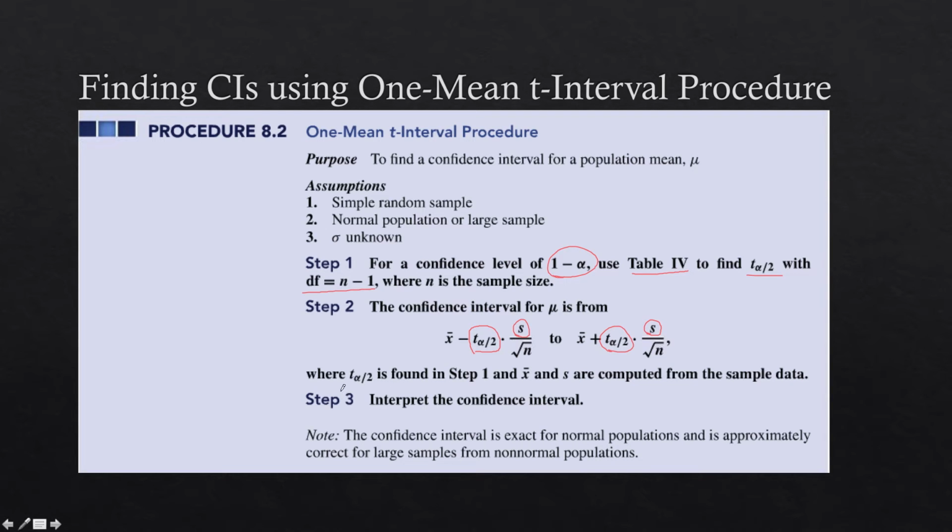Notice what it says. This is found in step 1. X bar and S are computed from the sample data. So you're actually going to have to compute those. But then we interpret it much the same way. You're going to figure out very quickly that we're doing a lot of the same kinds of procedures, just calling them something a little different, with a little different meaning to them.